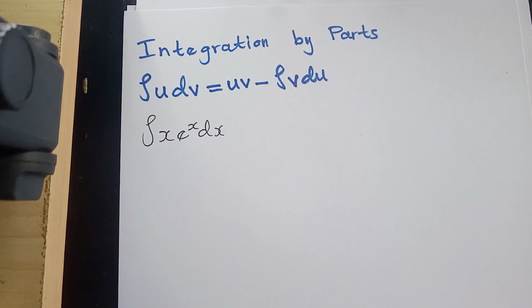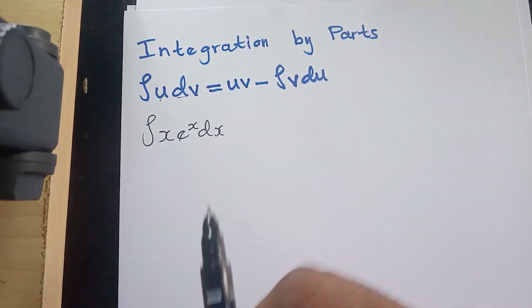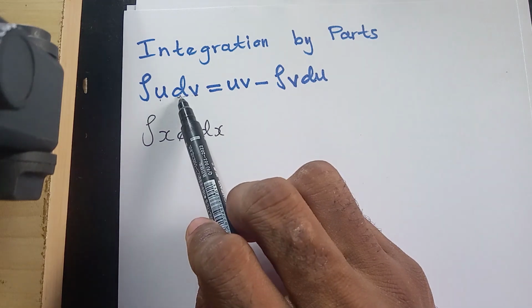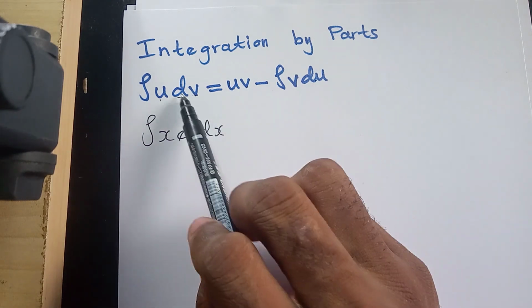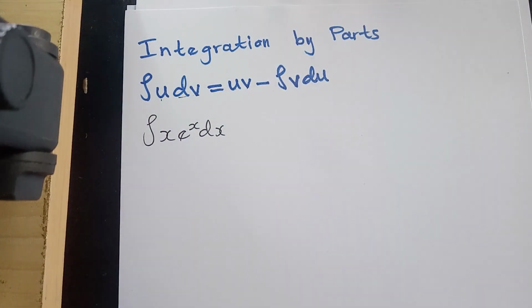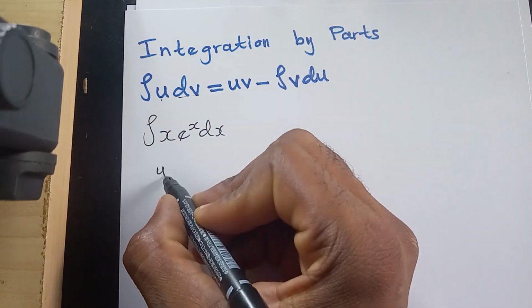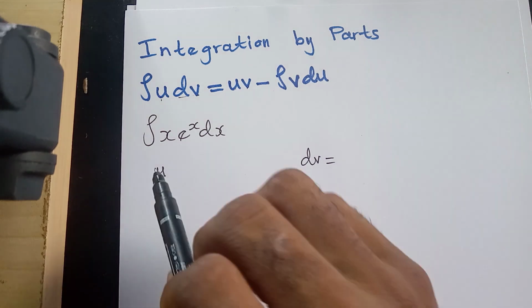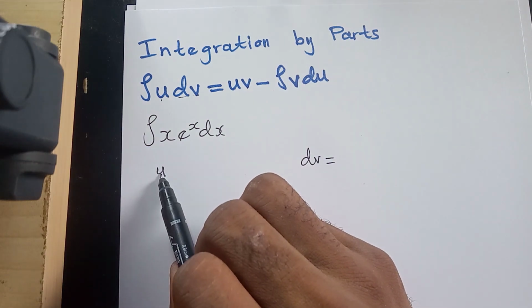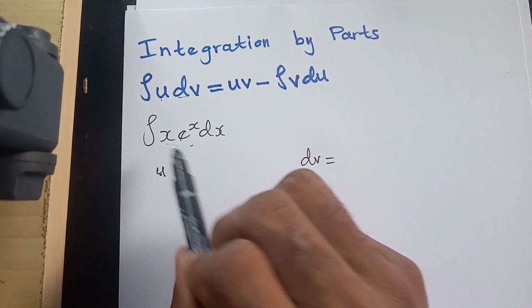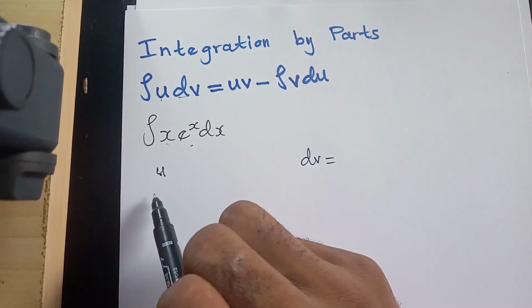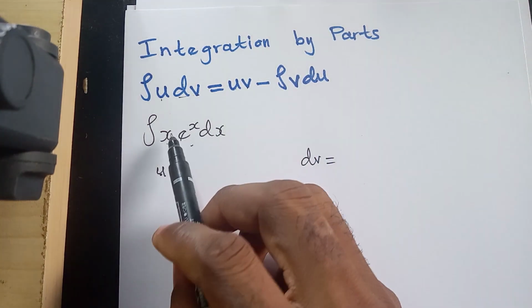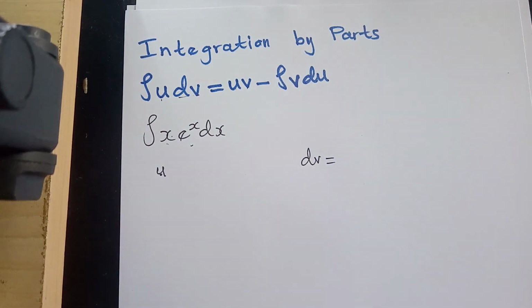So to do that, you can just pick your u and your dv, and then from your u you can get your du, and from your dv you can get your v. So now, let me write my u here and dv here. To pick your u, you want to pick a term which will be very easy for you to differentiate. So I know these two are easy. I can easily differentiate this. I can easily differentiate this.